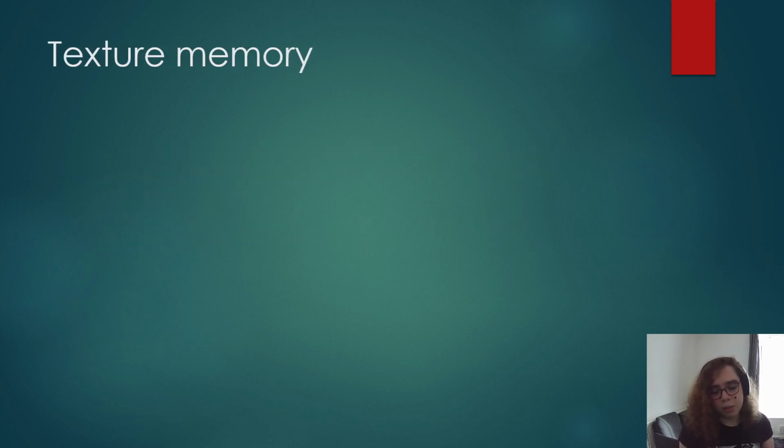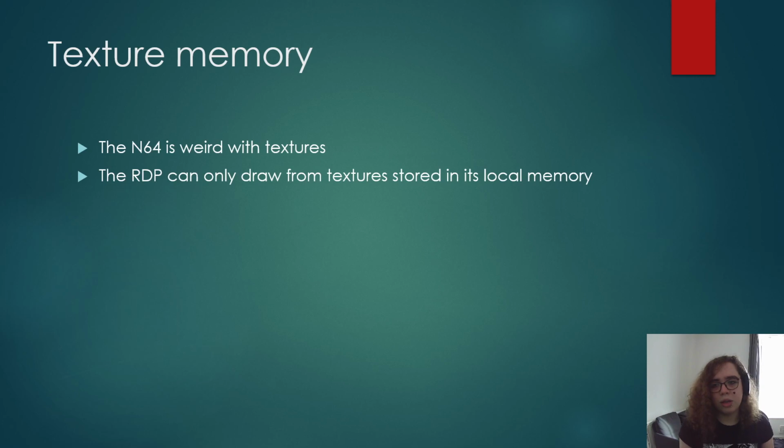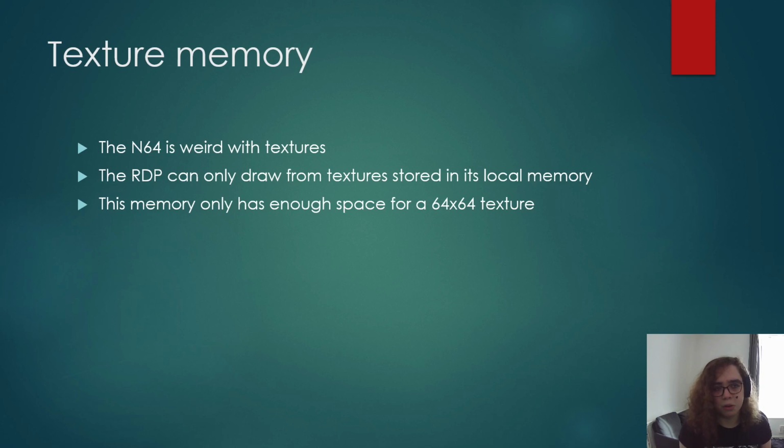Now, texture memory is one of the things that's very interesting with the N64, because the N64 is super weird with textures. So the RDP can only draw from textures that are stored in its local memory. And this memory only has enough space for a 64 by 64 texture. And the issue with the RDP is that it doesn't automatically load new parts of a texture into this memory. Loading stuff into the RDP memory has to be done manually.